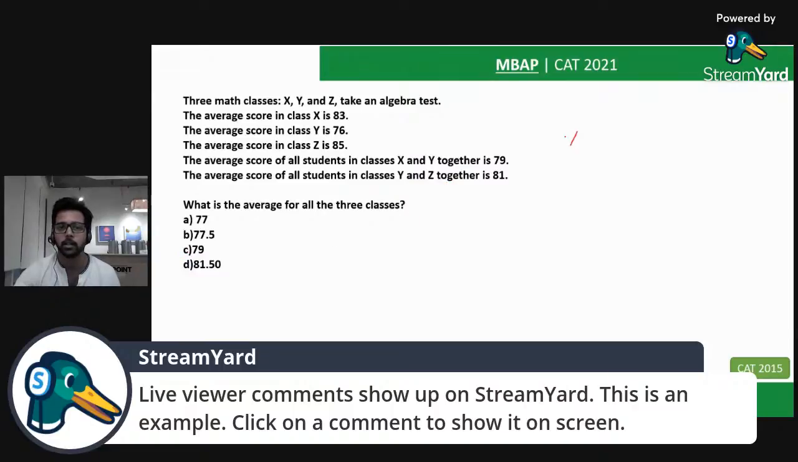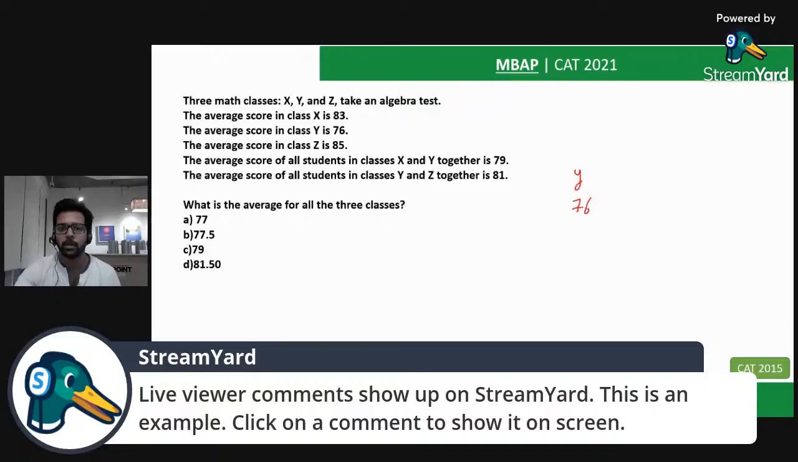How did I start? X is on 83. Y is on 76. Combining both, it's on 79. I understood the gap between Y 76 and 79 is lesser than this. So I'm saying Y has more number of people than X.